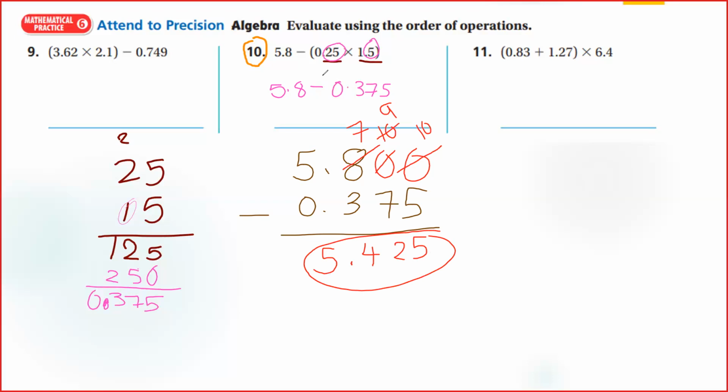So here, first you have to multiply, then you need to subtract the answer from what? From the 5.8. Goodbye. Is it clear? Yes.